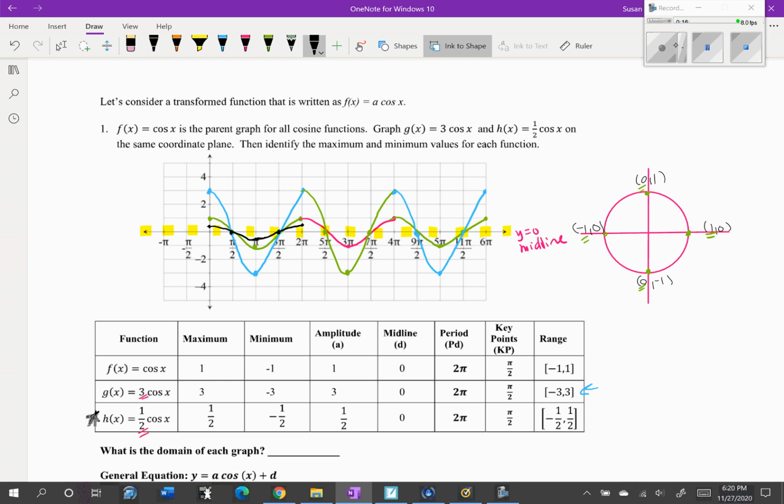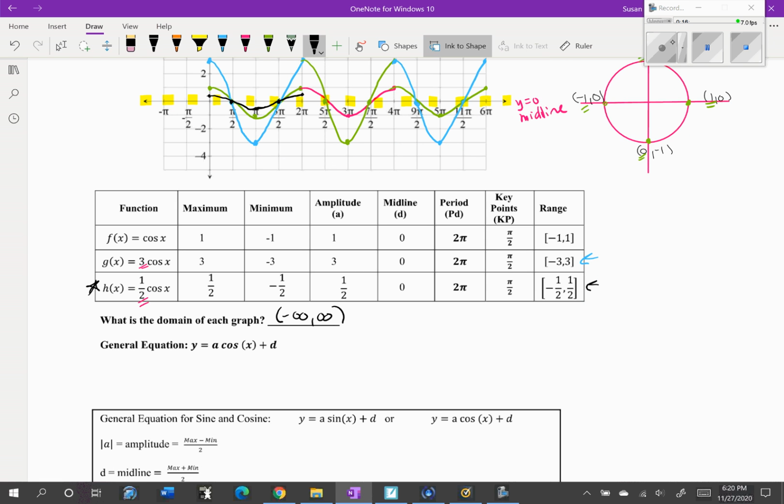And of course we have the maximum 1/2, minimum is -1/2, so that changed the range to bracket -1/2 to 1/2. The midline, period, and key points all stay the same. And the domain of the graph is -infinity to infinity, so that hasn't changed as well, because we can go an infinite amount of times around our circle. And again, the cosine graph uses the x coordinates on your unit circle. So again, the general equation y equals a times cosine x plus d. We know that a is the amplitude and d is the midline. Kind of like from our Ferris wheel, remember the midline was the center of our wheel, it's the same idea.